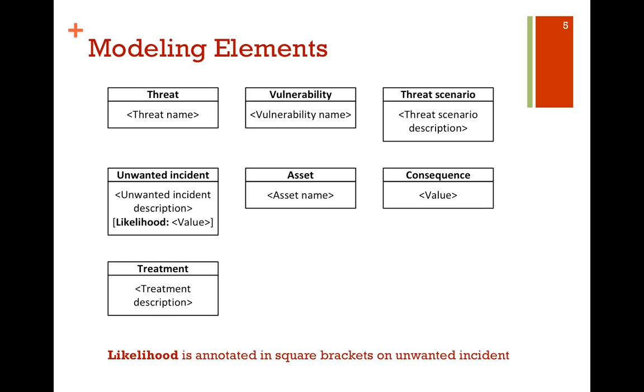Each concept is graphically represented as a UML class. Each class is denoted by a box, which contains two parts. The top part specifies the name of the security concept, for example if it's a threat or a vulnerability. The bottom part contains the name of the instance of the concept. For example, if the class denotes a threat, the name will be something like customer, hacker, or employee. If the class represents an unwanted incident, the likelihood of the unwanted incident is specified in the bottom part of the box with the unwanted incident name.